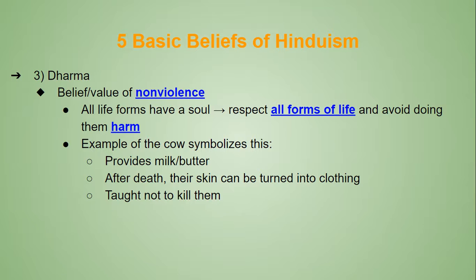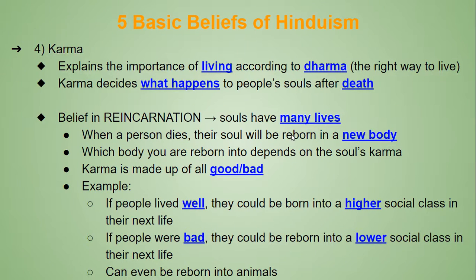Right, and there's this belief in nonviolence as well. All life forms have a soul, and in order to respect that, some examples of this include the cow. The cow provides things like milk and butter, and after death, their skin can be turned into clothing with leather. So they're taught not to kill them. This is why many Hindus are vegetarian, and many Hindus believe in leaving the cow be. In the United States, beef is one of the main sources of protein, but in India, cows are allowed to wander the streets and are not to be killed or eaten, because, again, you're supposed to respect all forms of life and avoid doing them harm. Now, this is really important to understanding Hinduism: karma.